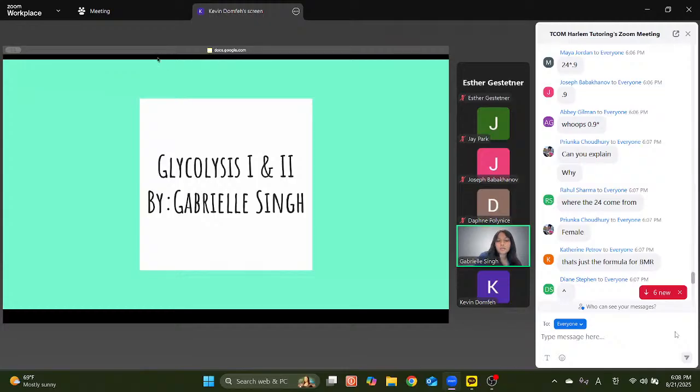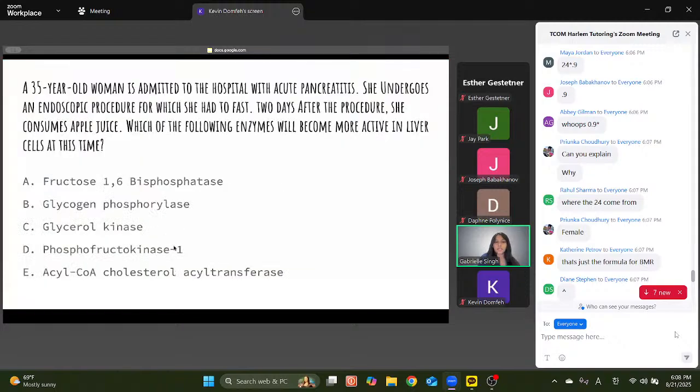Okay, hi again. We're going to be doing glycolysis now. First question: a 35-year-old woman is admitted to the hospital with acute pancreatitis. She undergoes an endoscopic procedure for which she has to fast. 2 days after the procedure, she consumes apple juice. Which of the following enzymes will become more active in the liver cells at this time? So when she consumes apple juice.